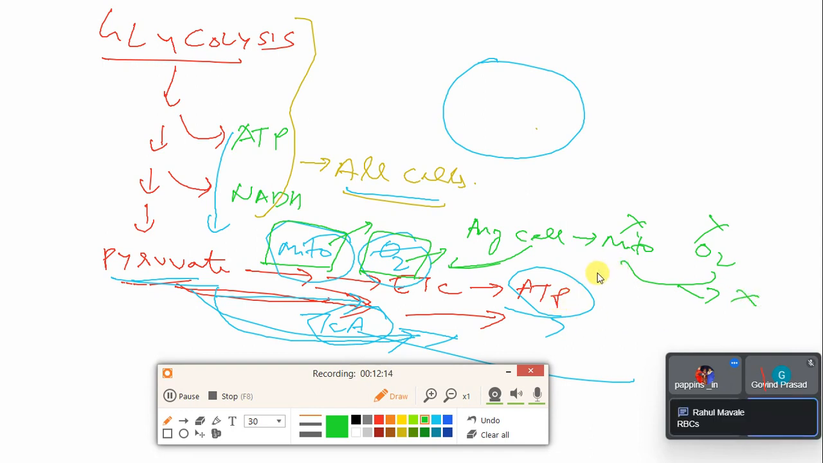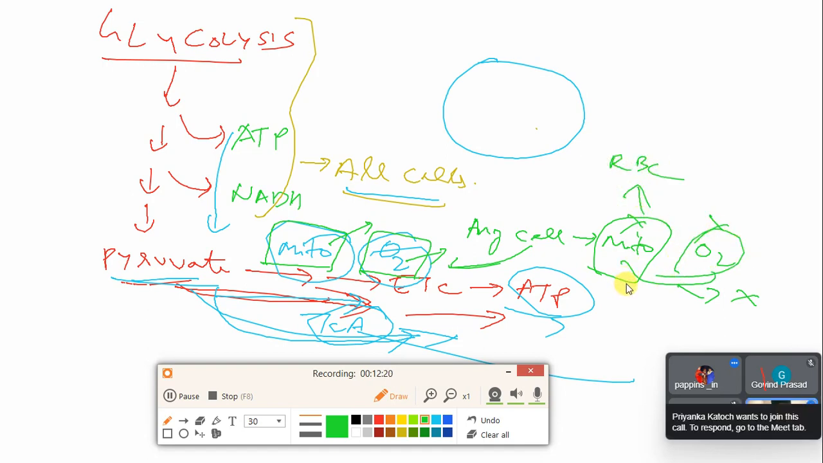RBCs, right? RBCs don't have mitochondria. They have a lot of oxygen, but they don't have mitochondria.